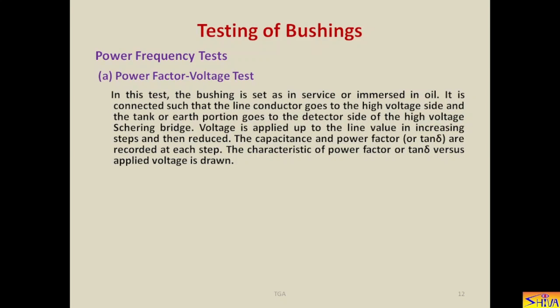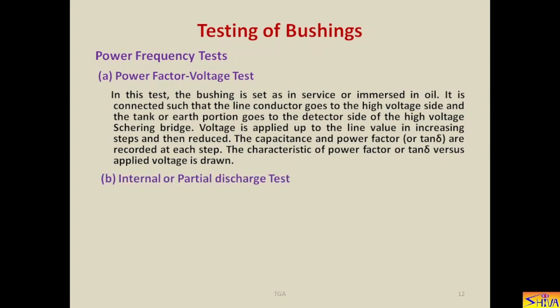Voltage is applied up to the line value in increasing steps, and then it is reduced. The capacitance and power factor, that is tan delta, are recorded at each step. The characteristic of power factor or tan delta versus applied voltage is drawn. I have already explained the Schering bridge. It is used to find out basically the capacitance and loss factor. So loss factor is nothing but the power factor of the electrical equipment. So the high voltage Schering bridge is used to find out the power factor of the bushing.